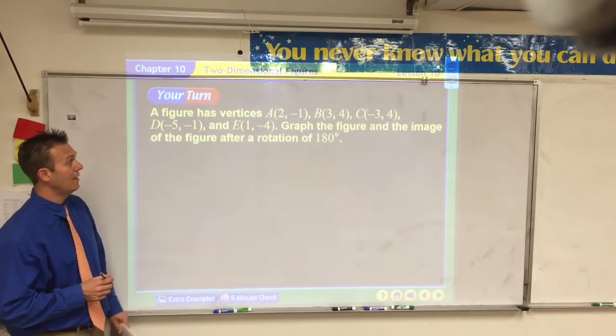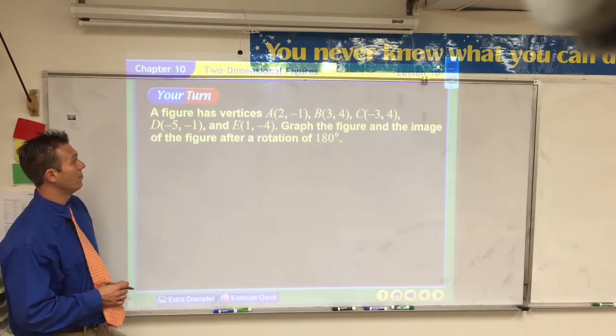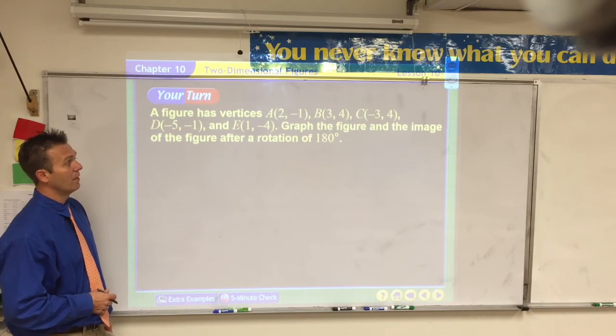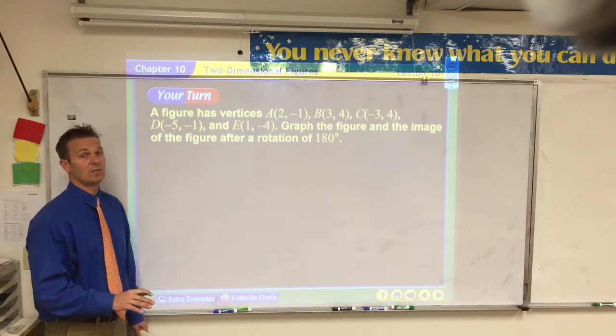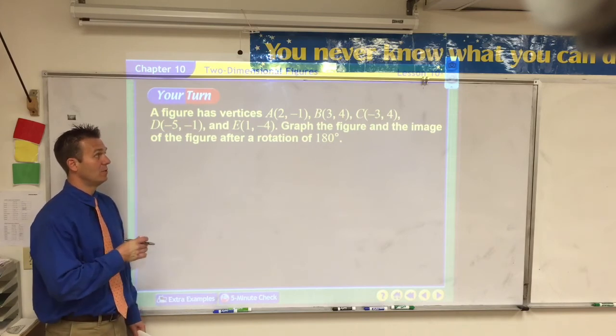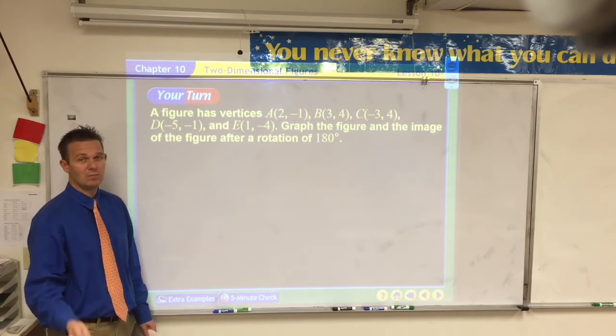But if you write this down, put down all the vertices, and you're going to basically multiply both the x and the y values by -1. So what's going to happen? You're going to get the opposite. So 2 becomes -2, -1 becomes 1.